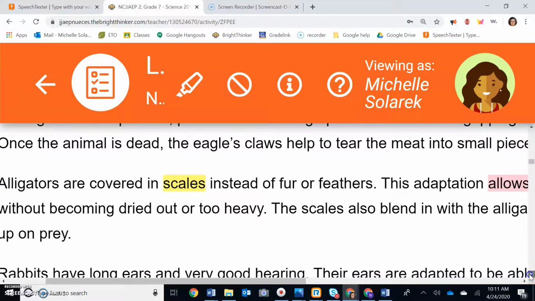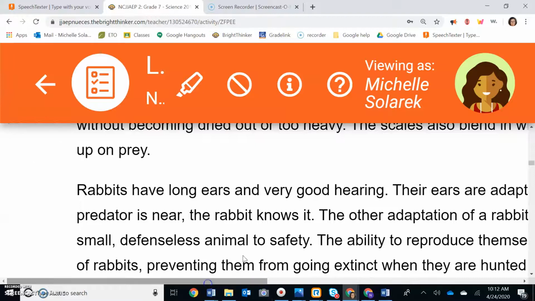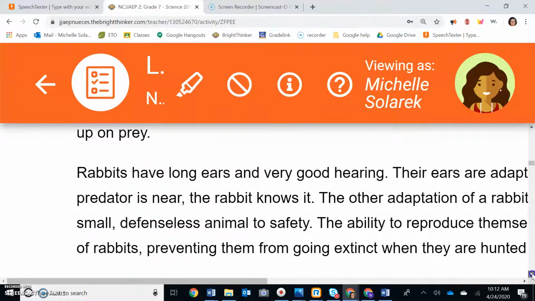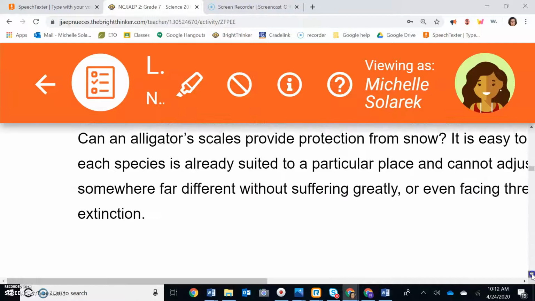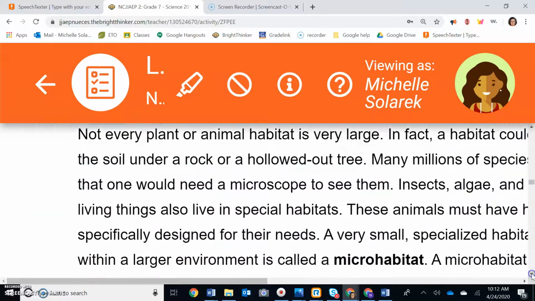Okay, you only have one more and you are done science in such a super quick time. Oh, rabbits' ears are their defense against predators. I never even knew that. Okay, one more. Here we go.